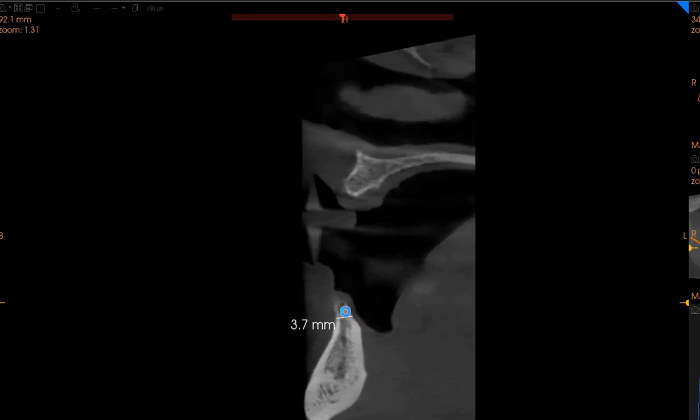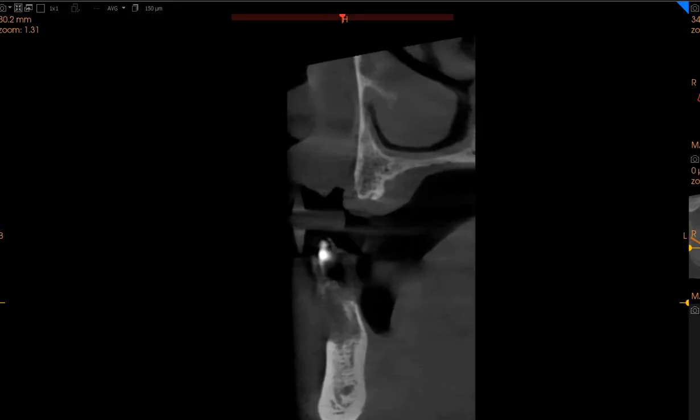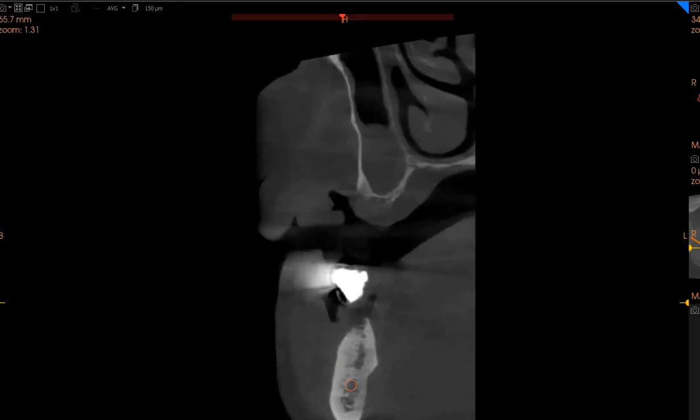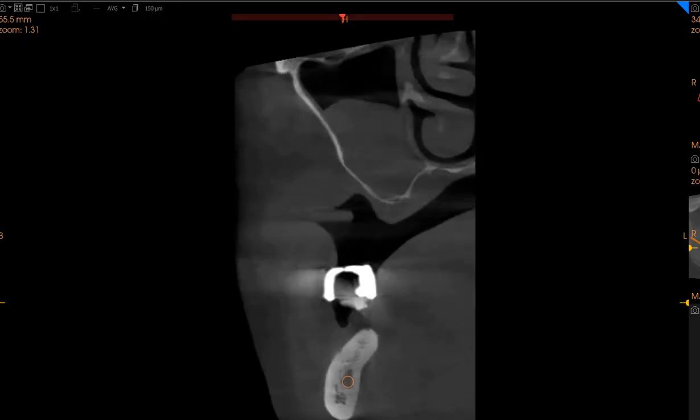We've got just 3 millimeters of width with 12 millimeters of height, and the lower left segment again we've got severe periodontal bone loss and no bone for implant placement.